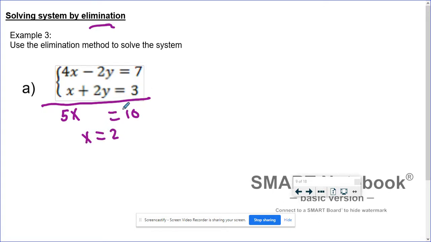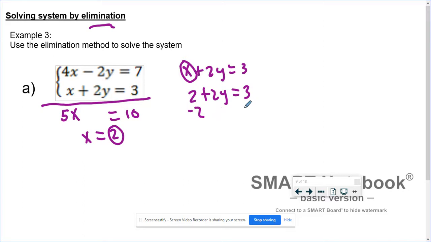Now, if you want to get the y value, which we do, we're going to take one of the equations. I'm going to take the second one because the numbers are smaller, and I'm going to substitute that 2 in for that x. Now just solve for y. So subtract 2 from both sides. You get 2y is equal to 1, divided by 2, y is equal to 1/2. So the ordered pair solution here is 2, 1/2.